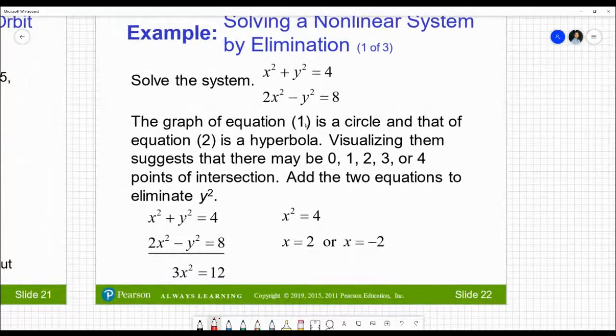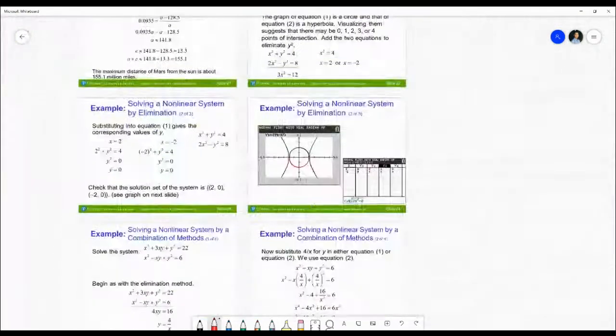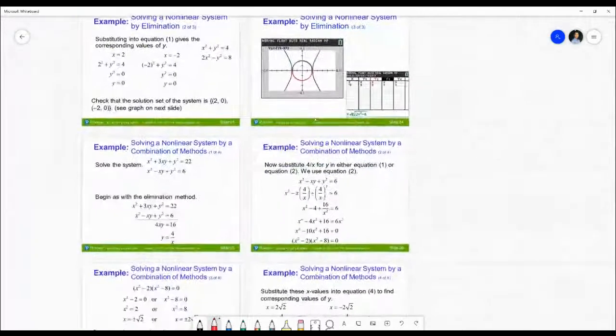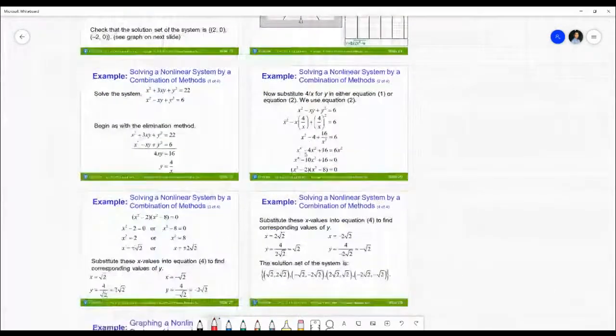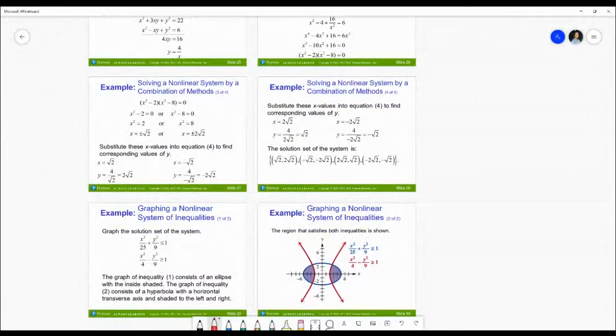Solving this system, we can skip that. Oh, and you will not be using any of these here.